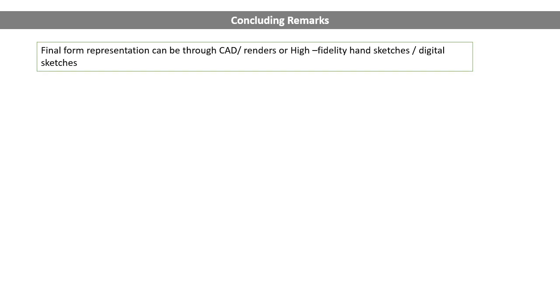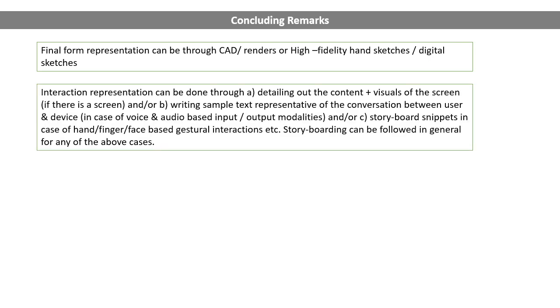So, coming to the concluding remarks, let's look at a few points. The final form representation can be through CAD renders, or it can be through high fidelity hand sketches. If you are doing it by hand, make sure that it is well done. You can even do renders by hand, or it can be digital sketches done through Photoshop, on your iPad or anything like that. Okay, and for interaction representation, one of the modes can be detailing out the content and the visuals of the screen.